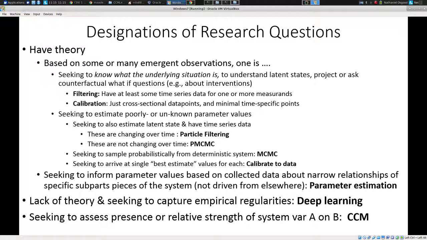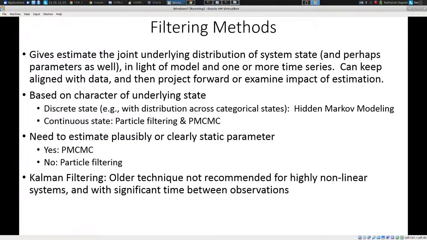And then finally, if you're seeking to assess presence or relative strength of causal impact of system variable A on B, CCM is your ticket. So in terms of filtering methods, we have talked about PMCMC and particle filtering. Really, these methods allow us to sample from and provide a joint estimate of distributions of system state, what the system is doing right now, and sometimes with parameters as well, in light of the model and time series.